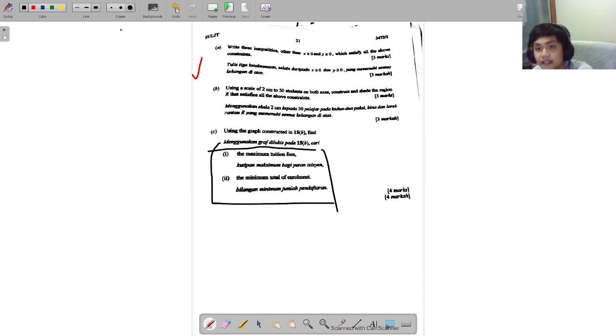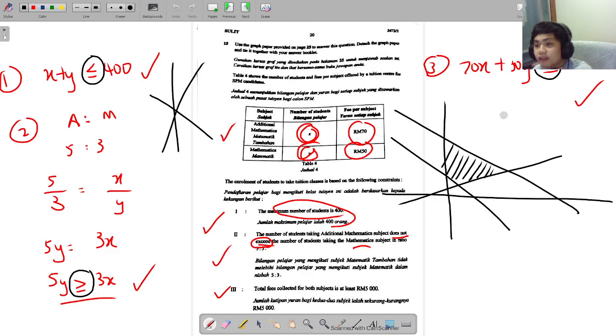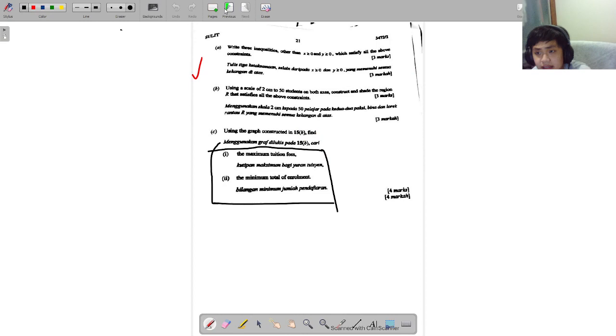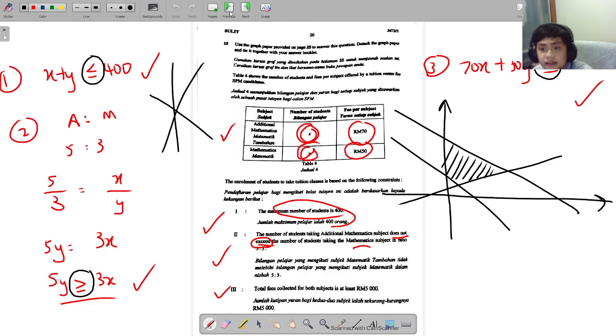So maximum fees, basically, we are referring to how we plot it in the first place. When we plot this and this, the y-axis is actually what? They didn't tell us. I'm just going to assume that it is cost, right? Money. Wait, no. Y-axis should refer to the mod math students. Sorry, mod math, this is y. And x-axis should refer to the add math students.